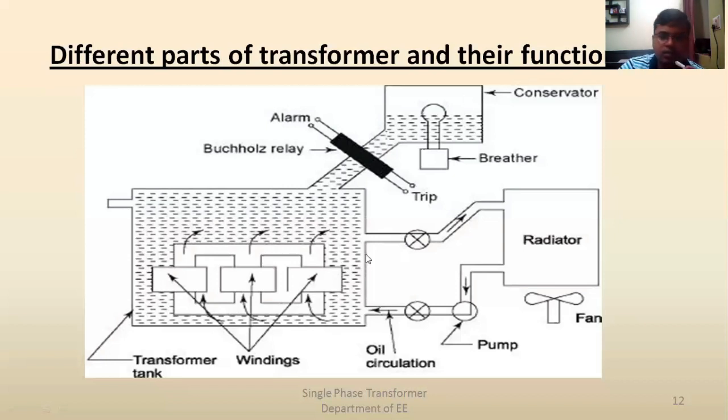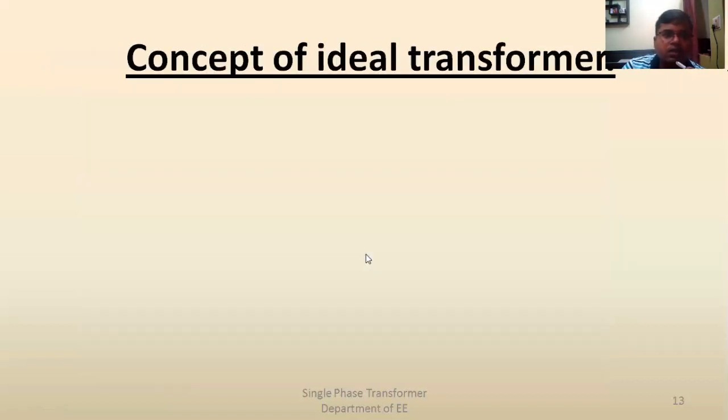Hope it is clear. Okay, now the concept of the ideal transformer. See, this is very important to learn. Although we know that anything ideal doesn't exist, right? But here the ideal transformer concept is very important. After learning this ideal transformer concept, it is very easy to learn the practical transformer. There will be certain additional losses and all. So an ideal transformer means what is supposed to be ideally in a transformer.